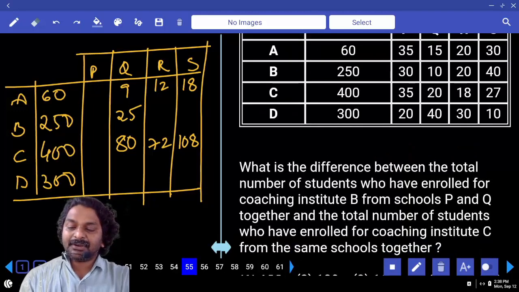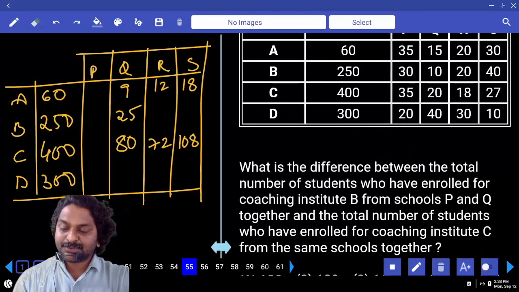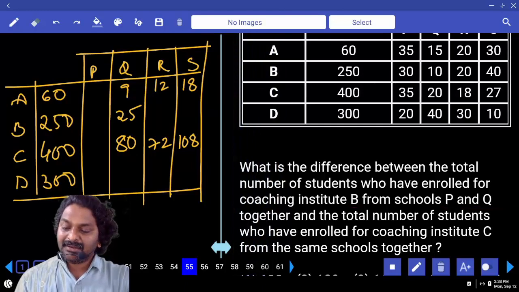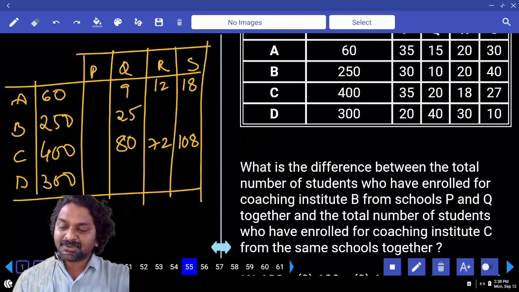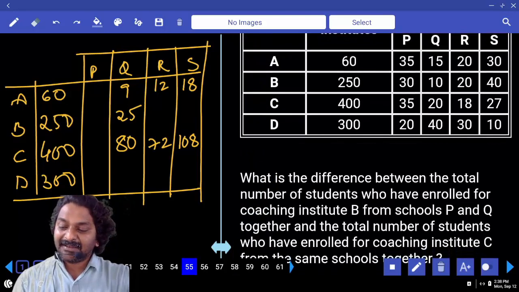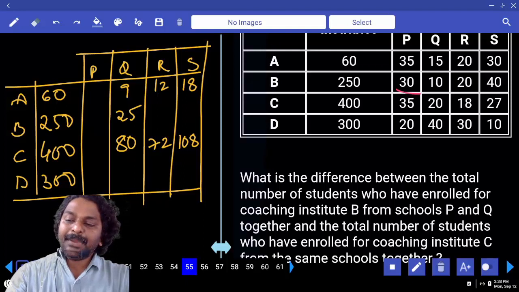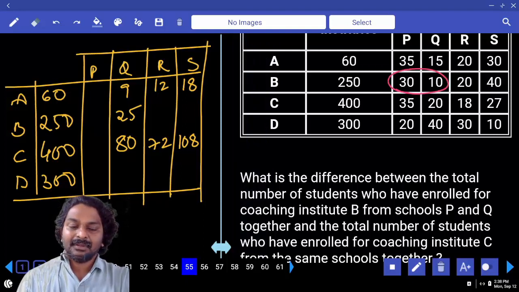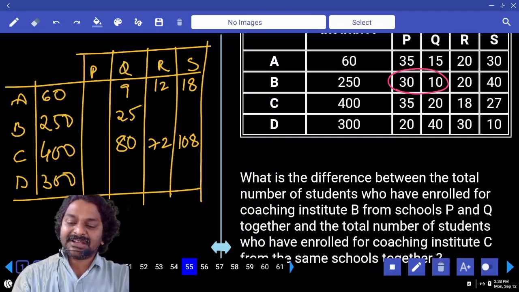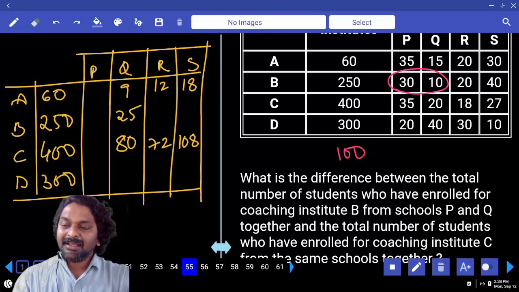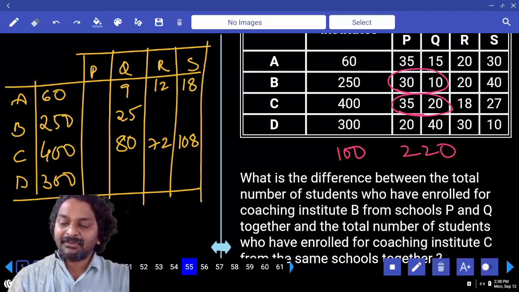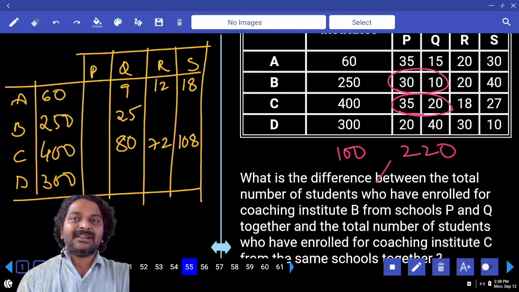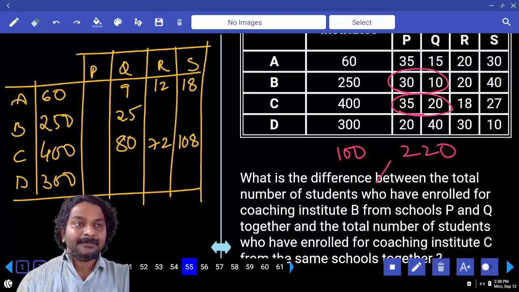What is the difference between the total number of students who have enrolled for coaching institute B from P, Q together, and the number of students who have enrolled for coaching institute C from the same schools together? We were asked to calculate the difference, right? That means P, Q together, what percent do we have? 40% of 250, how much is that? 100. Next, 55% of 400, that means 4 times of 55, correct? How much is that? 220. We were asked to calculate the difference here. How much is that? 120. Done.